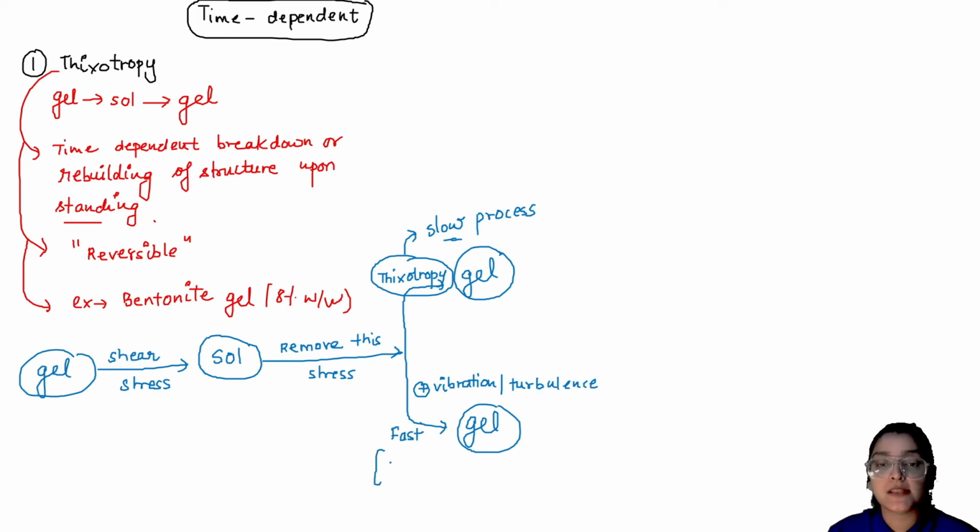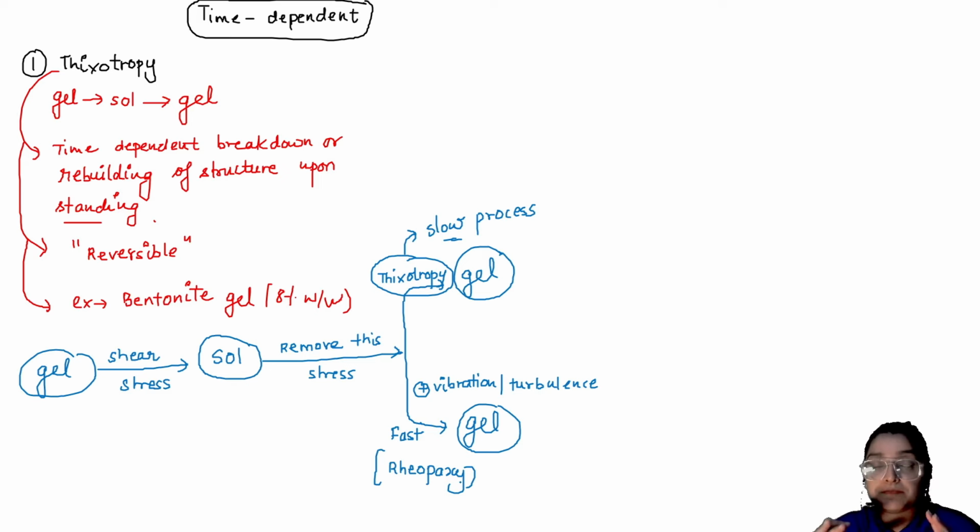Now this is termed as GST. A lot of students get confused about how thixotropy and GST are different from each other. Now you can see in a very simplified manner that yes, both hold a similar type of conversion from gel to sol and then back to the gel. This is a time dependent breakdown, but the rebuilding of structure occurs upon leaving them for some time.